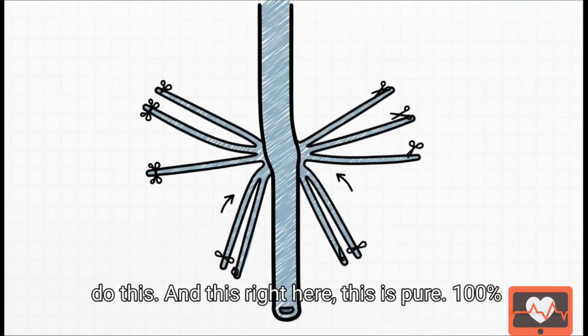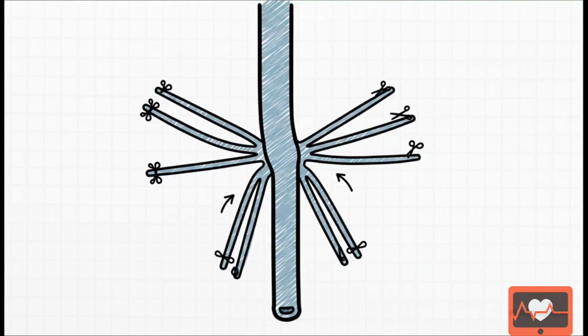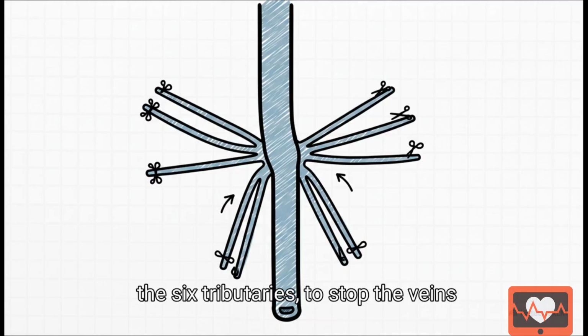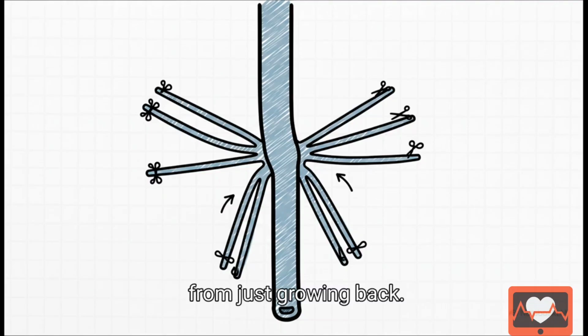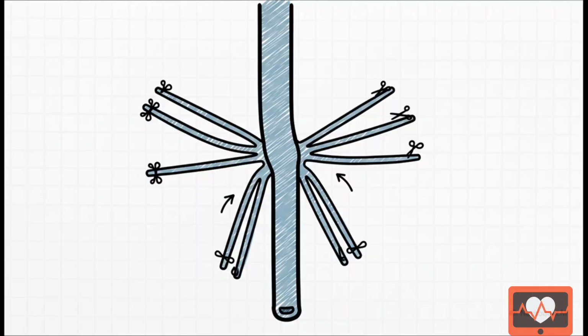And this right here, this is pure, 100% high-yield exam anatomy. When you're doing a saphenofemoral junction ligation, you have to find and tie off the 6 main branches, the 6 tributaries, to stop the veins from just growing back. There are 2 on the lateral side, 2 on the medial side, and 2 coming in from below. You just have to memorize this slide. No 2 ways about it.